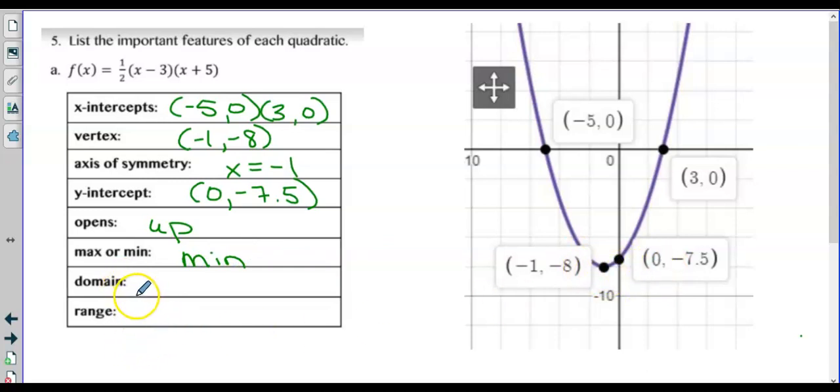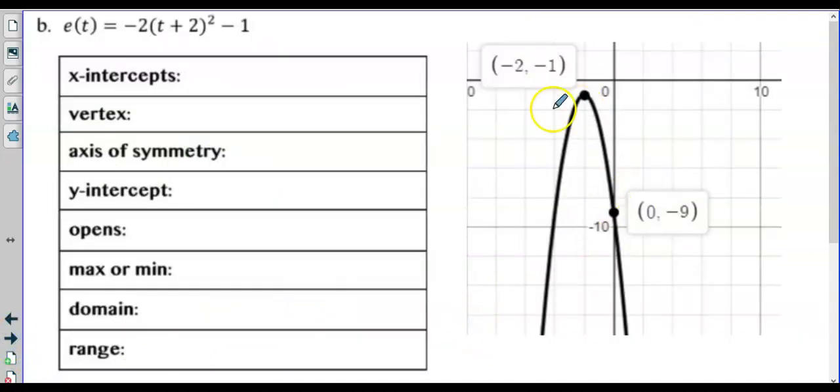The domain goes forever left and right. So when we do domain, I want you to go left to right. From the left, it is coming from negative infinity. And to the right is going to positive infinity. Range, start at the bottom and go to the top. For the range, it starts at negative 8. It's always going to be the y values. So negative 8, and I put parentheses by mistake. This should be that bracket. Okay, and then it goes to positive infinity.